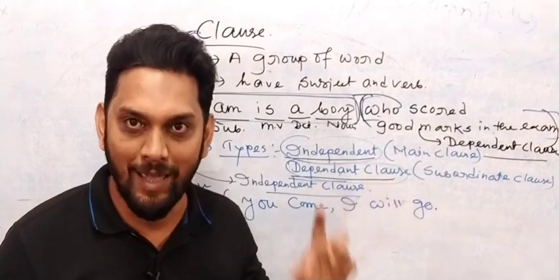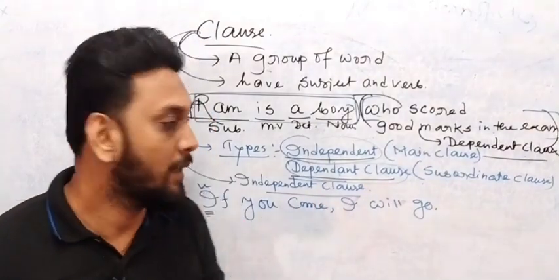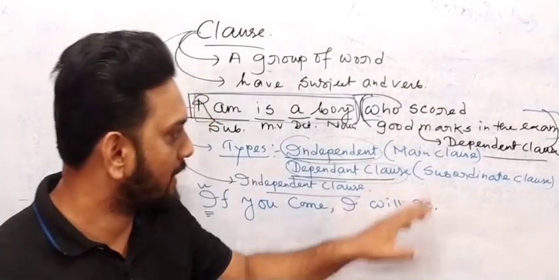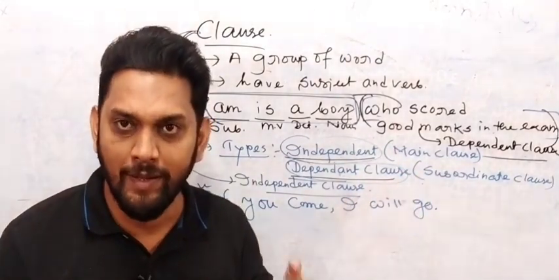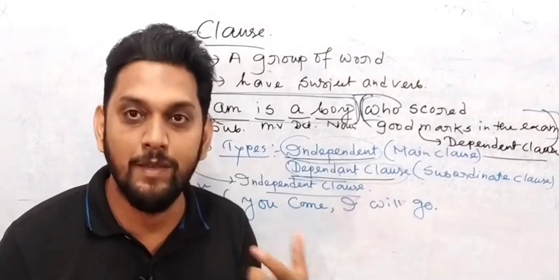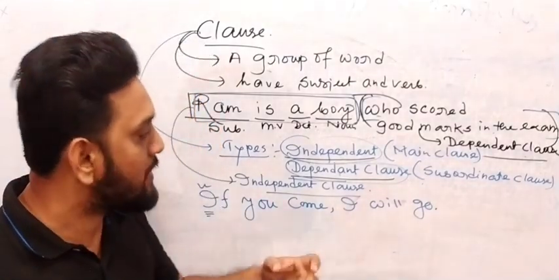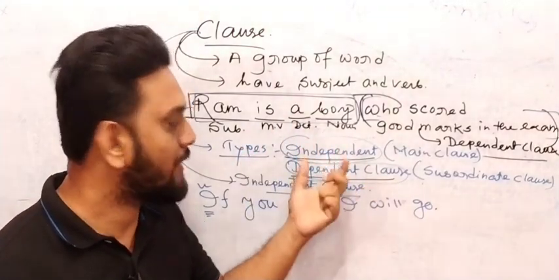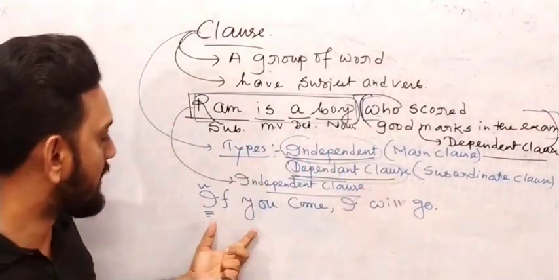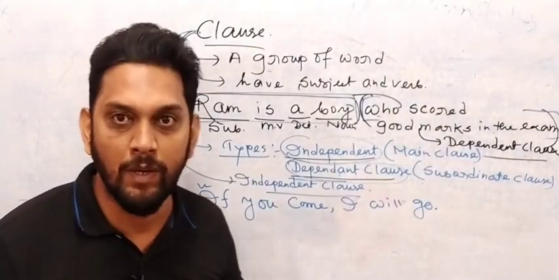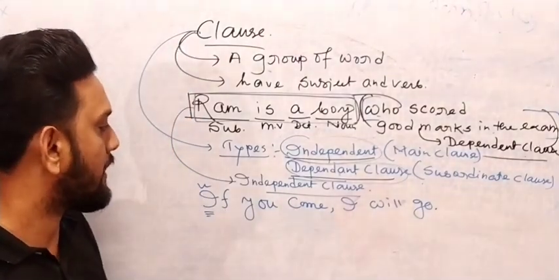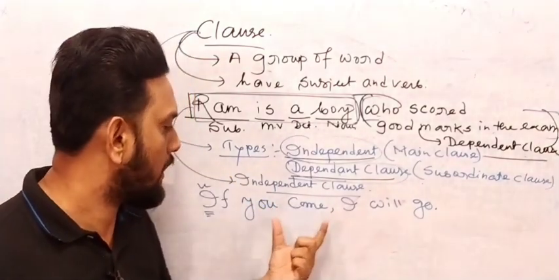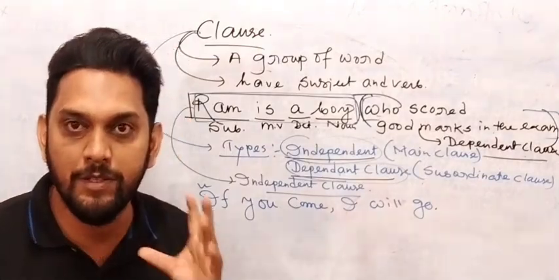Independent clause always stands alone, but dependent clause always depends on the main clause. Dependent clause never gives us complete sense, and it always relies on the main clause or the independent clause. Now the second sentence is written: if you come, I will go. My question to you is, can you find the independent clause and dependent clause from this sentence? Please tell me.